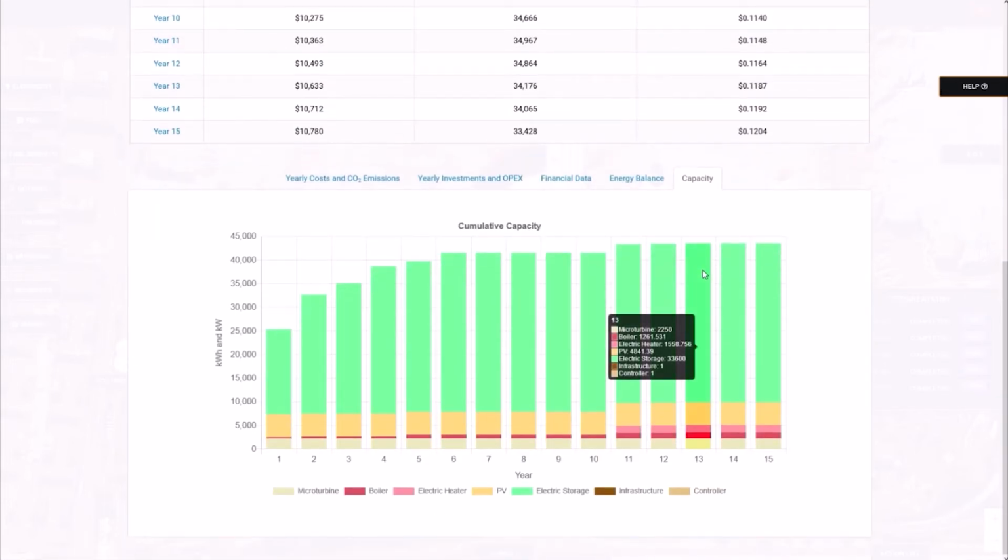The report also includes a number of other elements, including a breakdown of the cumulative capacity of the microgrid over time. For example, because we enabled Xendee to suggest upgrades at any time over the life of the project, we can see Xendee has suggested including the installation of an electric heater in year 11, as natural gas for the turbine continued to increase in price.